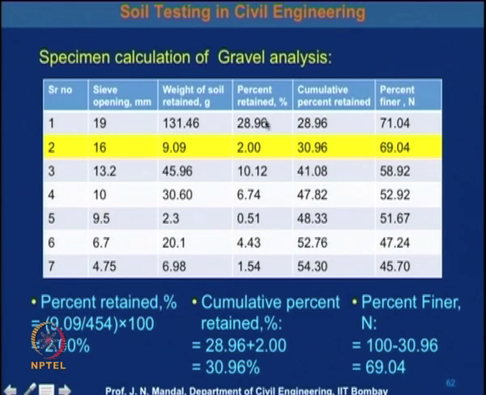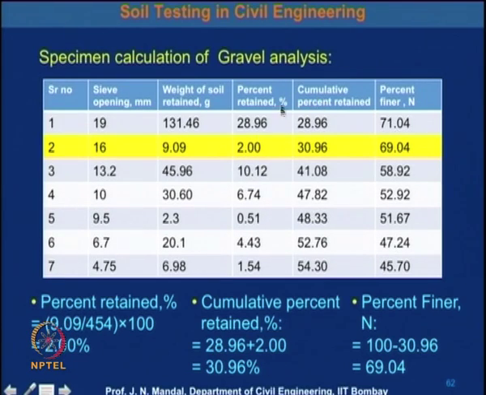Now, how to calculate the percentage retained? Percentage retained can be calculated by 9.09 divided by the total soil retained, which was 454. So, 9.09 divided by 454 into 100 will give about 2%. So, the percentage retained is about 2% here.